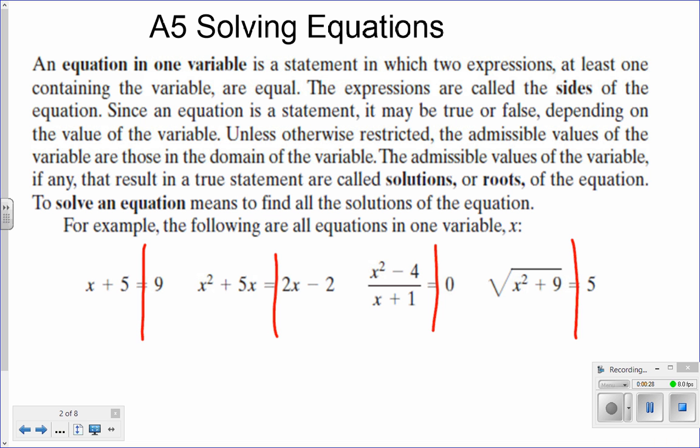Notice we usually refer to different sides of the equation, left side being left of the equal sign, and right side being to the right of your equal sign. So we'll refer to sides. When we're trying to find solutions for these, sometimes they're also called roots when we're solving these equations. All right, so let's go look at our first example here.